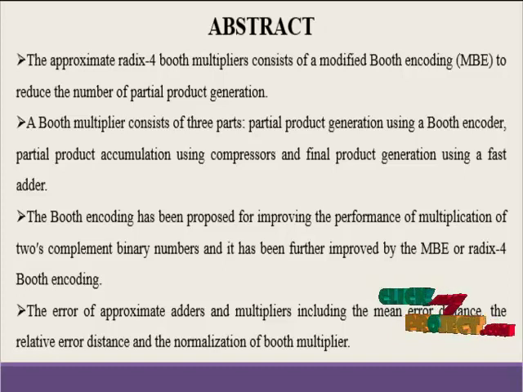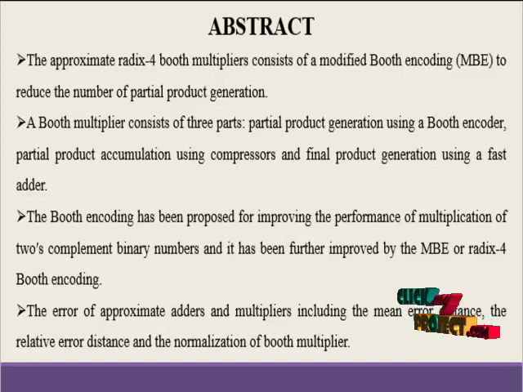Here they consist of three parts of the Booth multipliers: the partial product generation using the Booth encoders, the partial product accumulator using the compression values, and the final product generation using the fast adder. Here the most important part for the approximate Radix-4 Booth encoding process is the complement of the multiplications and the design based on the encoding process.